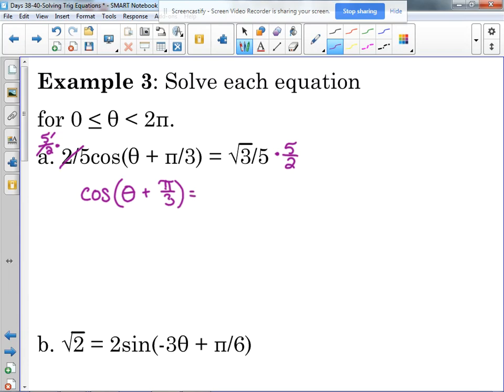When we multiply the square root of 3 over 5 times 5 over 2, those 5's cancel, so we've got the square root of 3 over 2. That's good because now that's a value that we're used to seeing, we're familiar with.